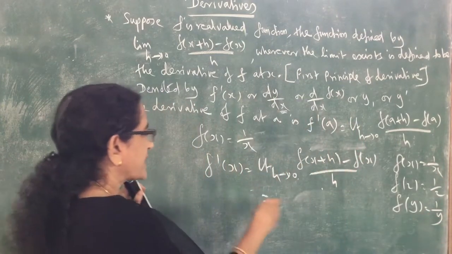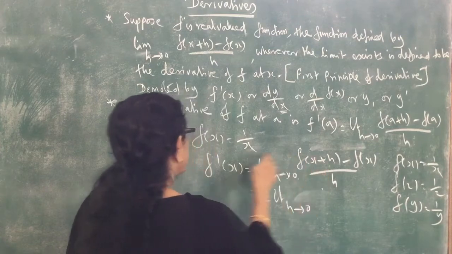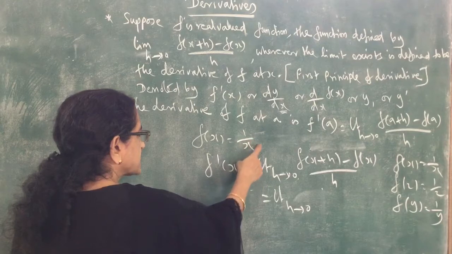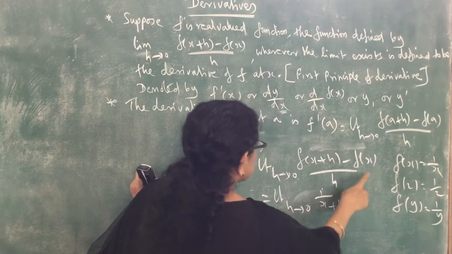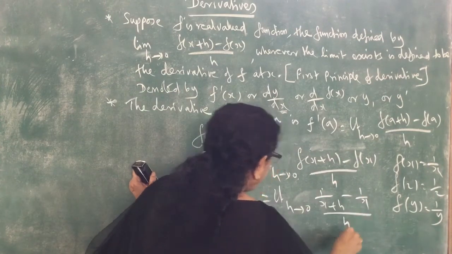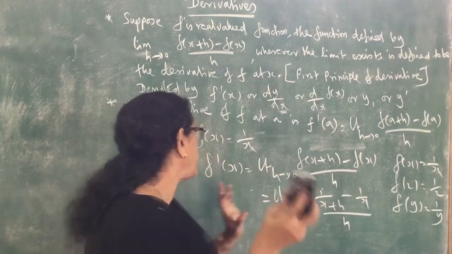So what is f of x plus h? Limit h tends to 0, f of x plus h. F of x is 1 by x. So for f of x plus h, in the place of x we have to write x plus h. So 1 by x plus h minus f of x. F of x is 1 by x. Whole divided by h. Now we have to simplify and evaluate the limit.